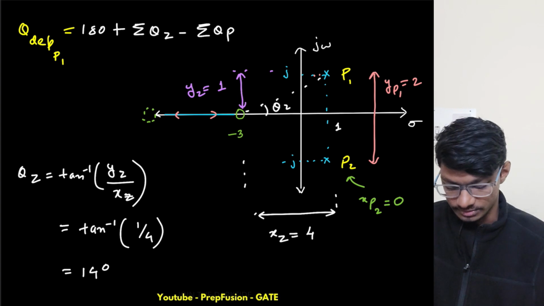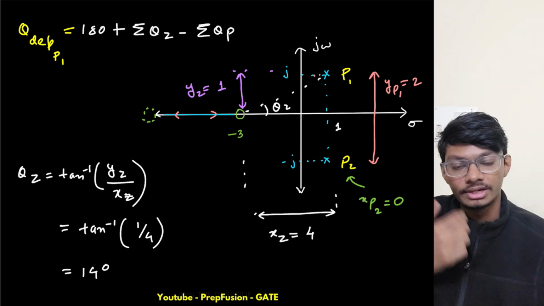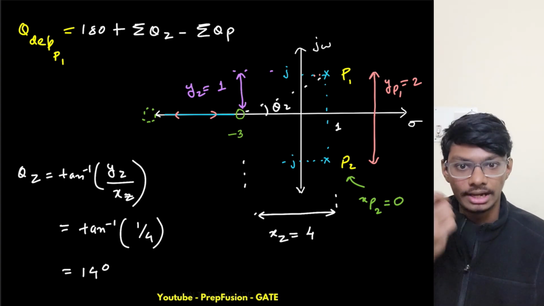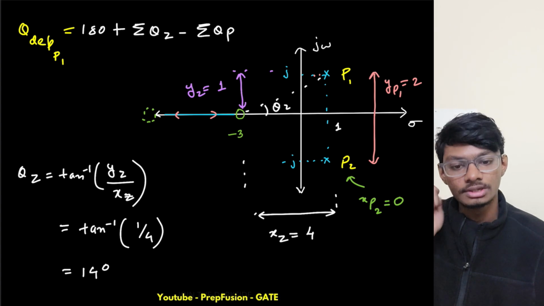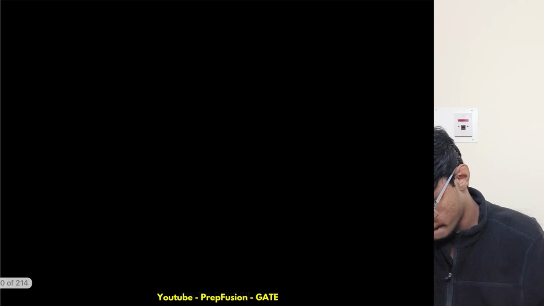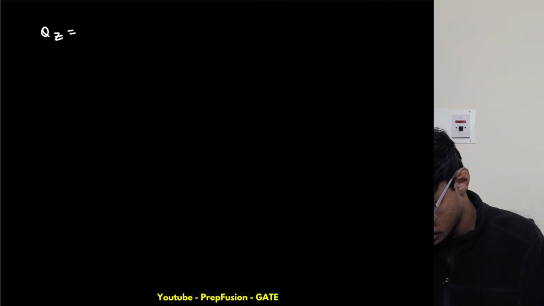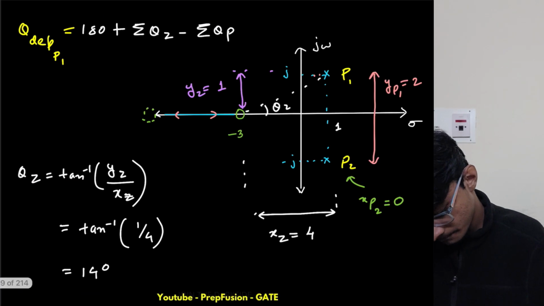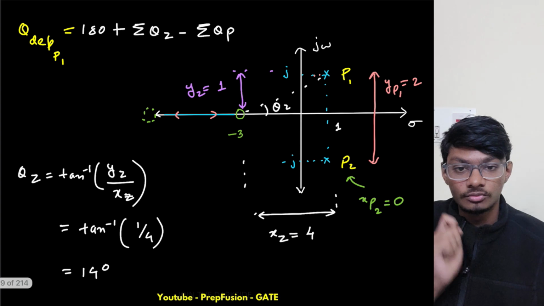But this doesn't matter, I will explain why. Both of them are positive or equal to 0. So again tan inverse y upon x, and tan inverse 2 upon 0 is basically tan inverse infinity, which comes out to be 90. So theta p2 will come out to be 90.